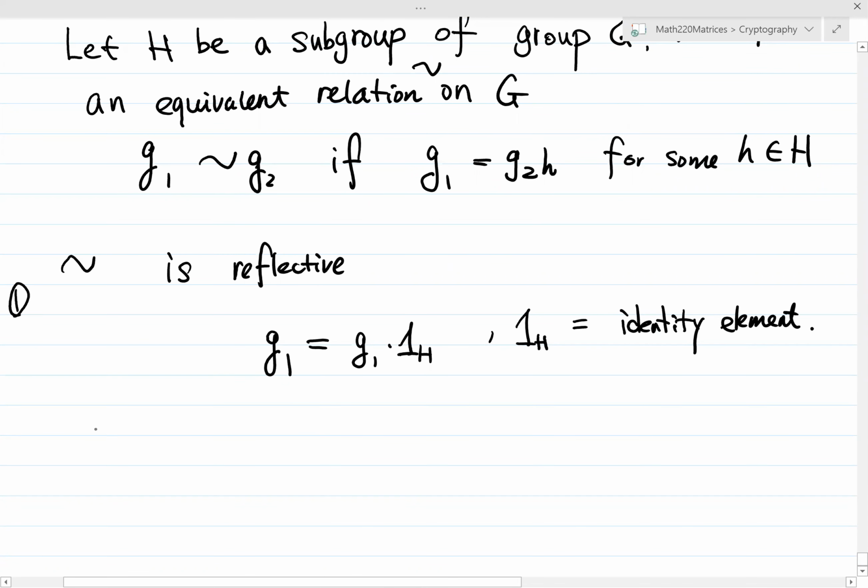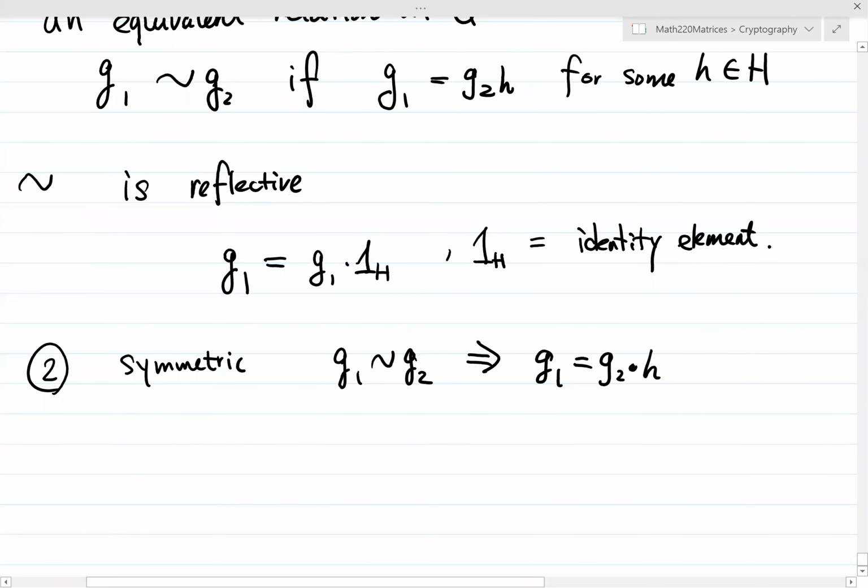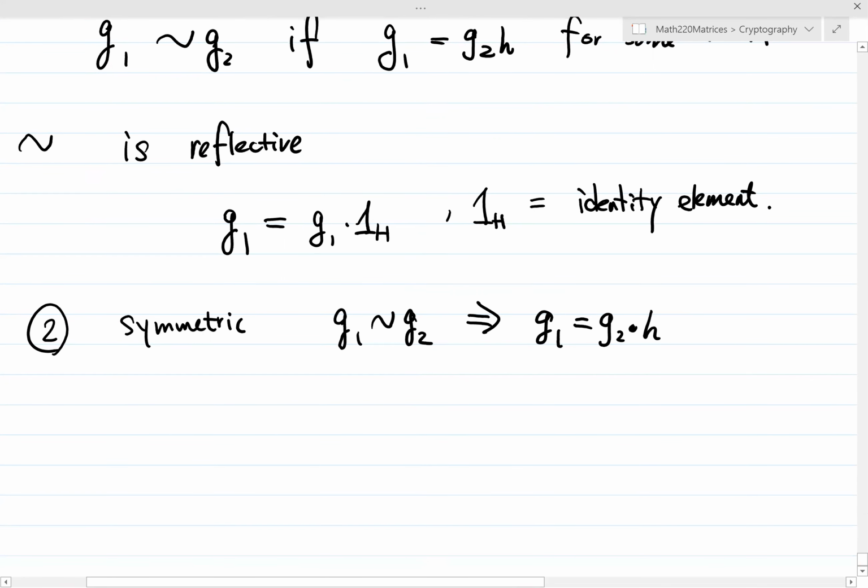Now the second, transitive. Oh, sorry, symmetric. So g1 and g2 satisfy this relation. This tells us g1 equals g2 times some element h. Now h is a group element, so we can invert it, like a matrix. For a matrix we can do the multiplication and take the inverse. So you can multiply g1 by h inverse and get g2 times h inverse.